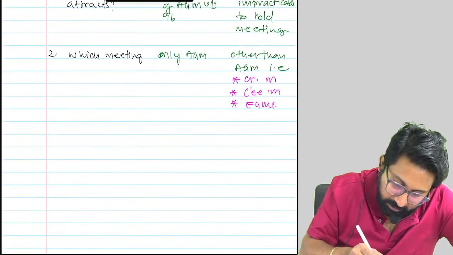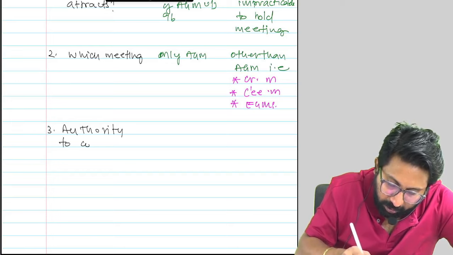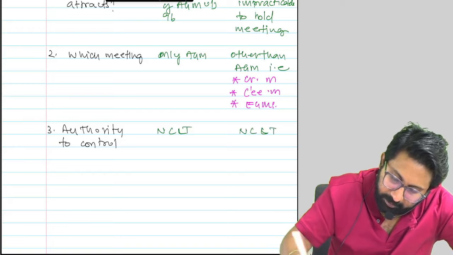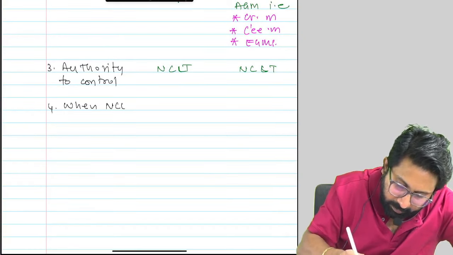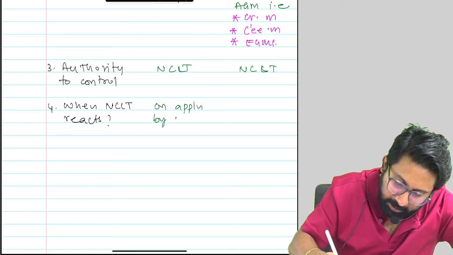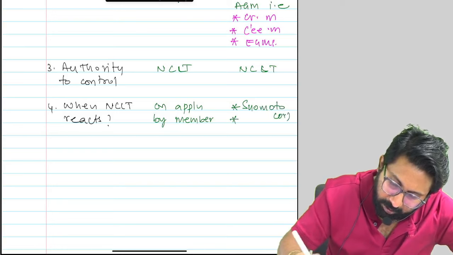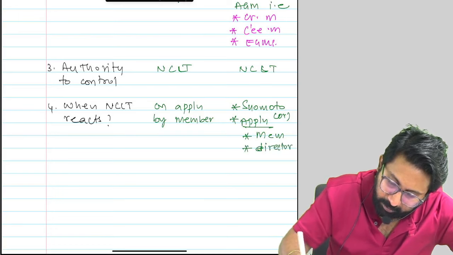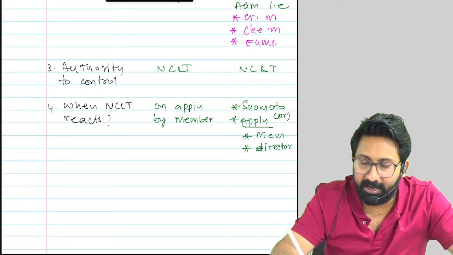Next, number three: authority to control. Tell me, who is the authority to control in both the sections? NCLT. Are you all following? NCLT. When does NCLT act? Under 97, on application by a member. Under 98, suo motu or on application by a member or director. Even a director can make an application under section 98.